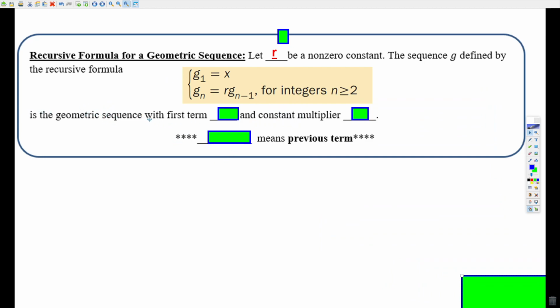So this is considered a geometric sequence. The first term is obviously your g sub 1, so it's equal to x, whatever number that is. And your constant multiplier is r in front. Also, remember n minus 1 means previous term. That's what's sitting right in here, the g sub n minus 1. So this is how you do it with a recursive formula for geometric sequences. You just multiply by the constant multiplier out front.